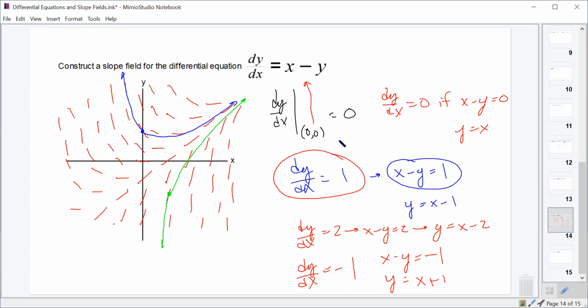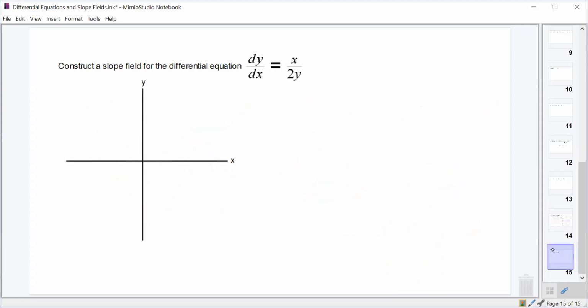All right, we're going to do another one that has x and y, but instead of adding or subtracting them, we're going to have division. The way we go about doing this one would be the same as if these were being multiplied together also. So we're going to try to construct a slope field for dy dx equals x over 2y. So any thoughts on that? Anybody have an idea of what they think we should do?